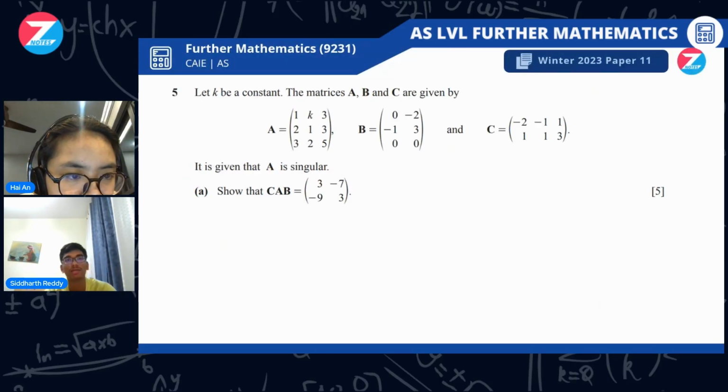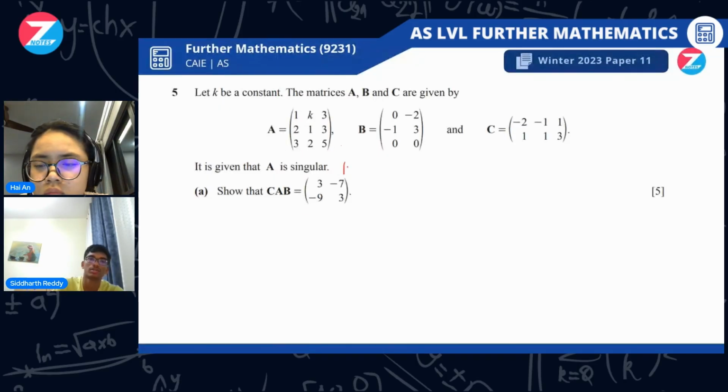Okay, let k be a constant. The matrices A, B, C are given by A is equal to 1, k, 3. Okay, it's given that A is singular. So show that CAB is equal to this matrix. So if A is singular, that means that its determinant is equal to 0. So let's find out k first, since it's unknown.